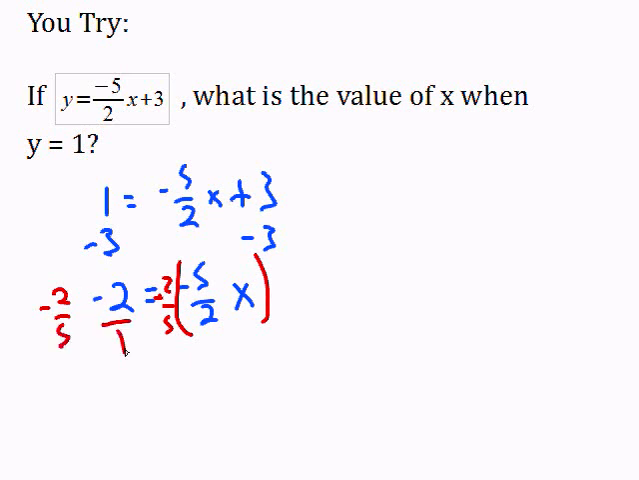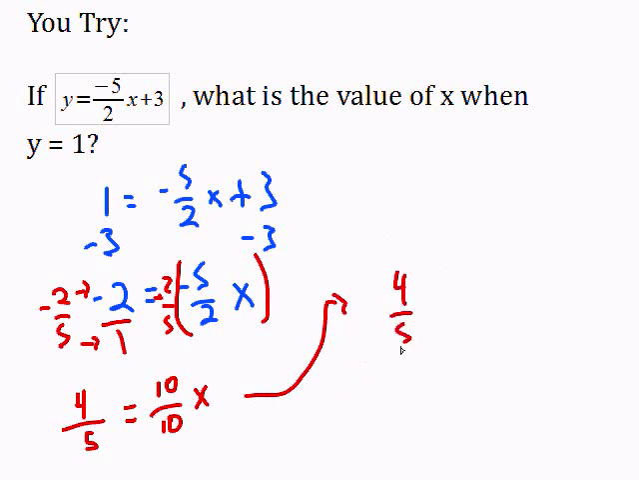Put the negative 2 over 1 so that I can multiply top to top and bottom to bottom. Negative 2 times negative 2 gives me a positive 4. 5 times 1 gives me a 5. That is equal to negative 2 times negative 5, a positive 10. 5 times 2 is a positive 10x. 10 over 10 is 1. Or we can just write down our final answer: 4/5 is equal to 1x or just x. And we have solved the equation.